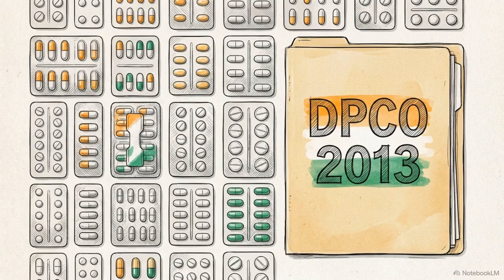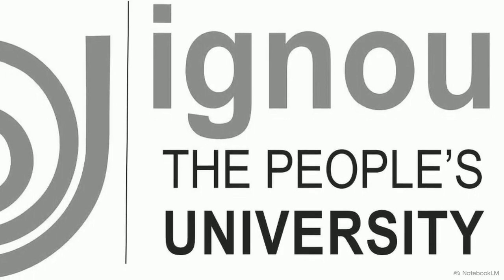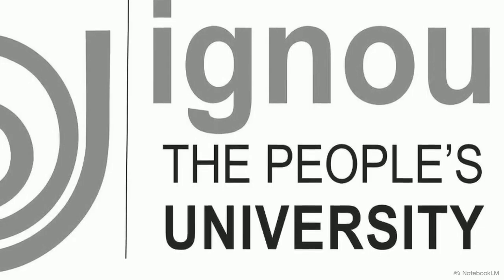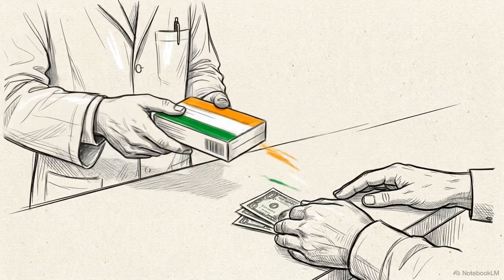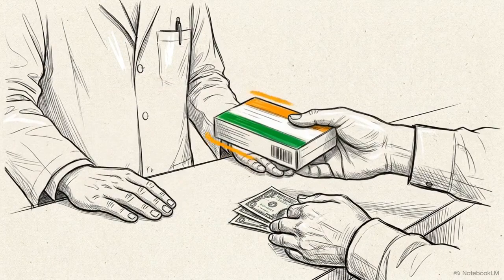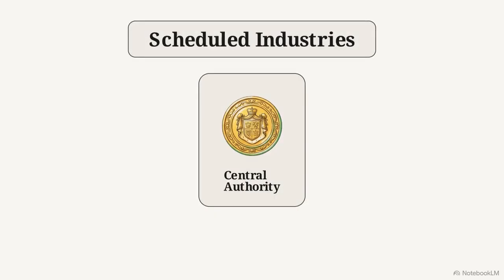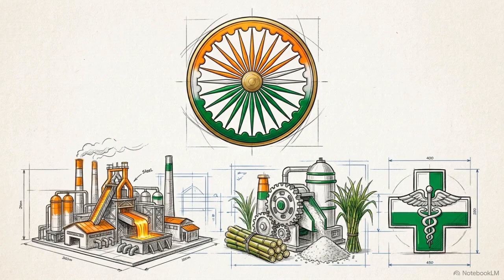For healthcare affordability, the government relies on the Drugs Price Control Order of 2013. According to this document, the National Pharmaceutical Pricing Authority monitors and regulates the prices of drugs strictly listed in the National List of Essential Medicines. By proactively establishing a strict ceiling price, the regulatory authority ensures that these critical, life-saving medicines remain perpetually affordable to the general public. Additionally, the Industries Development and Regulation Act of 1951 gives the state the authority to impose price and distribution controls over scheduled industries like steel and sugar. In these specific sectors, the Indian government prioritizes national stability and public health over absolute price freedom.